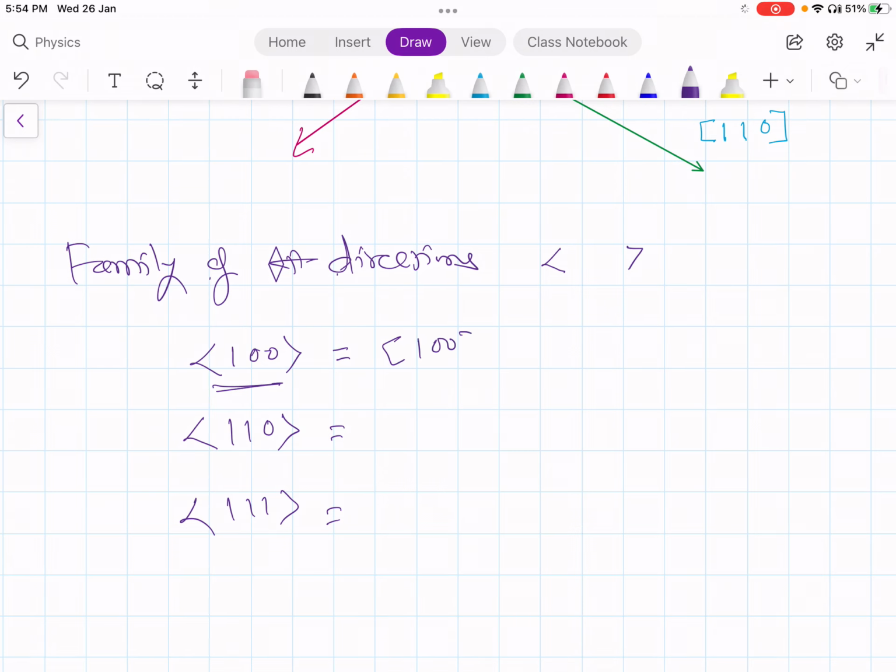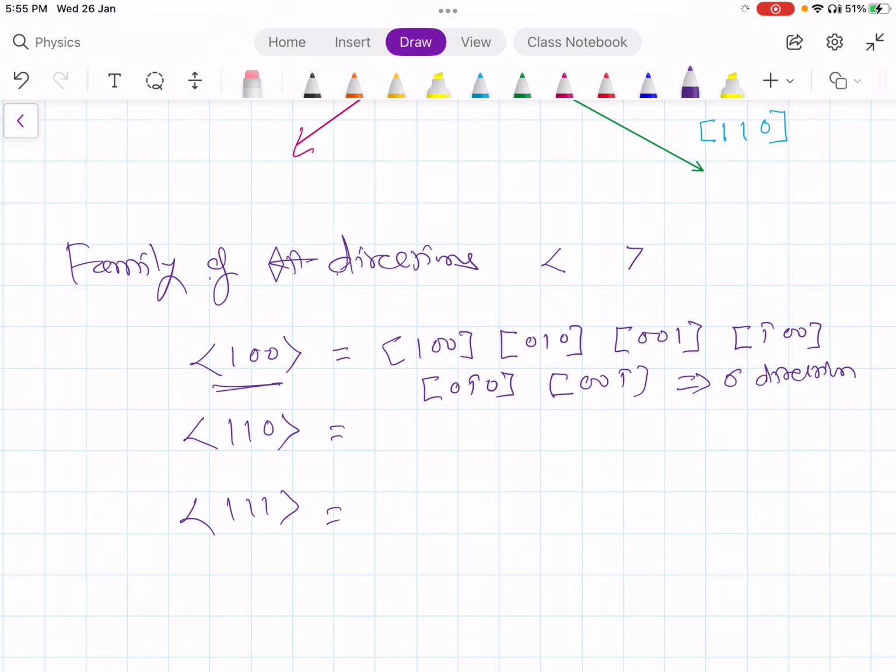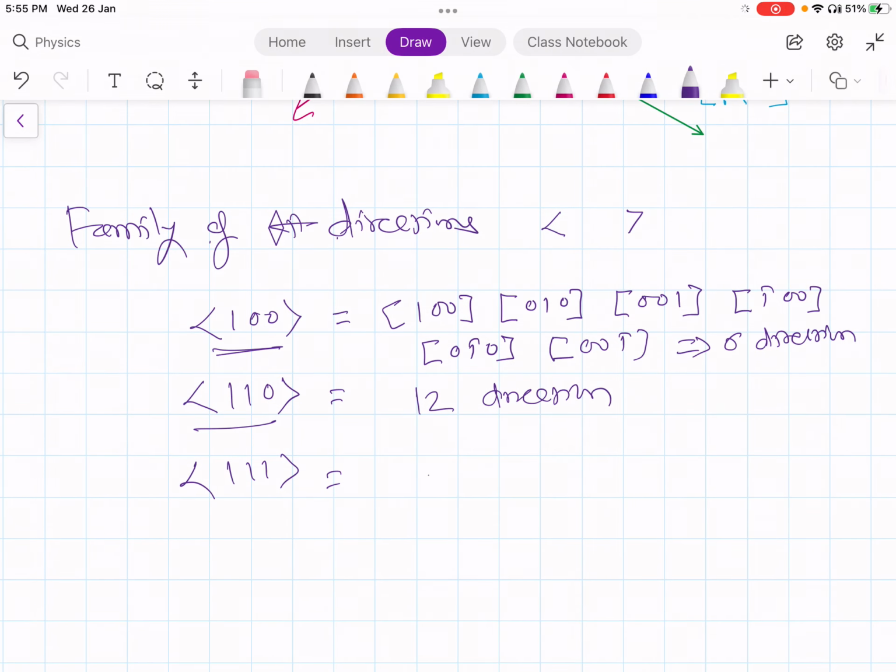Obviously [1 0 0], [0 1 0], [0 0 1], [1bar 0 0], [0 1bar 0], and [0 0 1bar]. So there are total 6 directions in this family. Similarly, you can find for <1 1 0> there would be 12 directions. You can write that. And for this <1 1 1> there are 8 directions. You can write those directions.